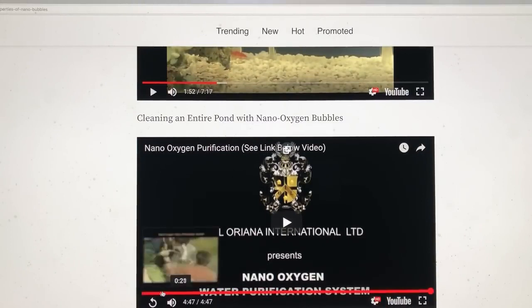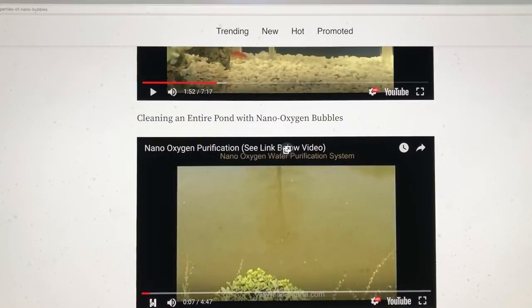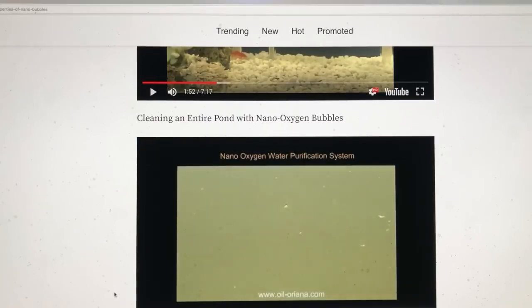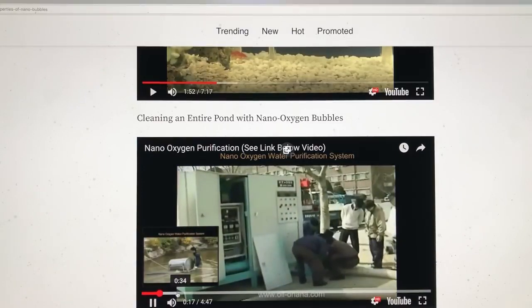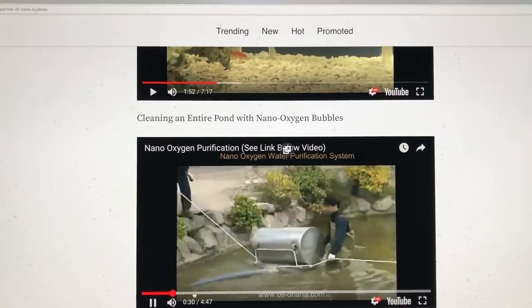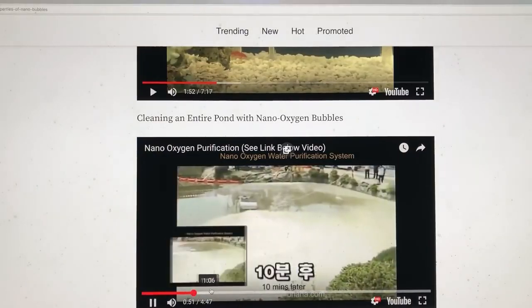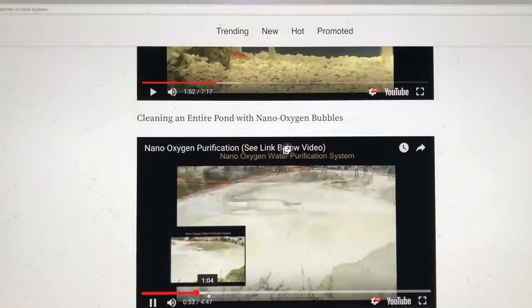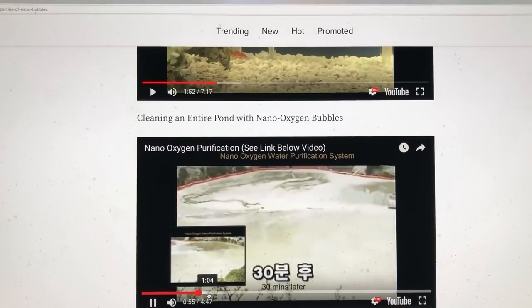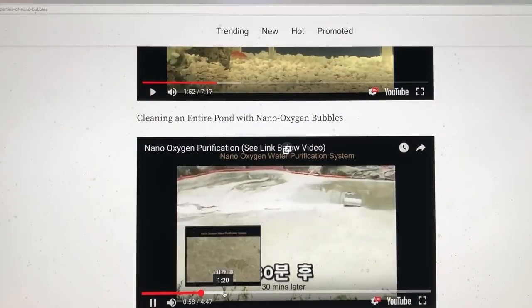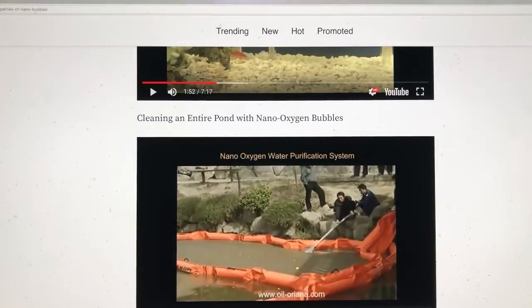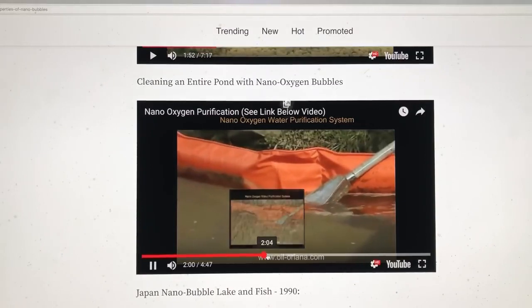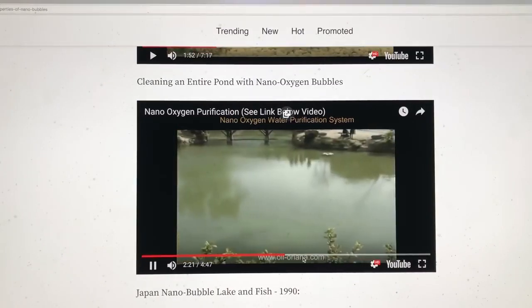Here is a video of purifying an entire pond or a lake. It was either a muck or algae bloom, and they pumped oxygen nanobubbles into the water, which sank to the bottom and interacted with all of the dissolved impurities, rose them to the surface to form a muck, which was then skimmed off of the surface to leave the rest of the body of water pristine.